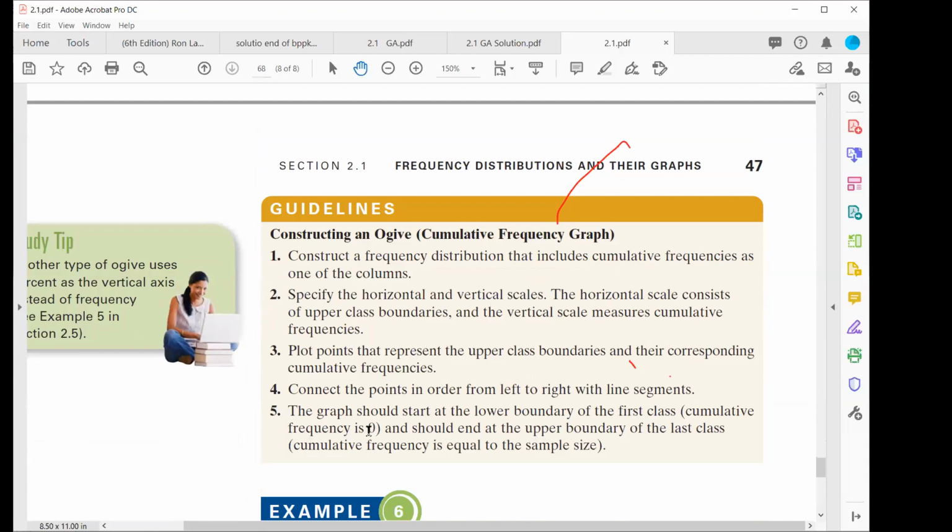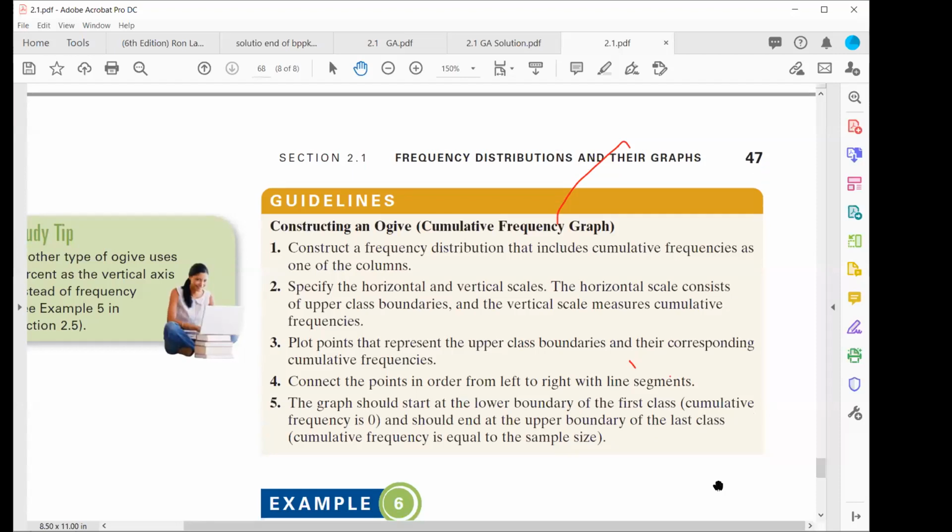Guidelines. Constructing an ogive, cumulative frequency graph. 1. Construct a frequency distribution that includes cumulative frequencies as one of the columns. 2. Specify the horizontal and vertical scales. The horizontal scale consists of upper class boundaries, and the vertical scale measures cumulative frequencies. 3. Plot points that represent the upper class boundaries and their corresponding cumulative frequencies. 4. Connect the points in order from left to right with line segments. 5. The graph should start at the lower boundary of the first class, cumulative frequency is 0, and should end at the upper boundary of the last class, cumulative frequency equal to sample size.